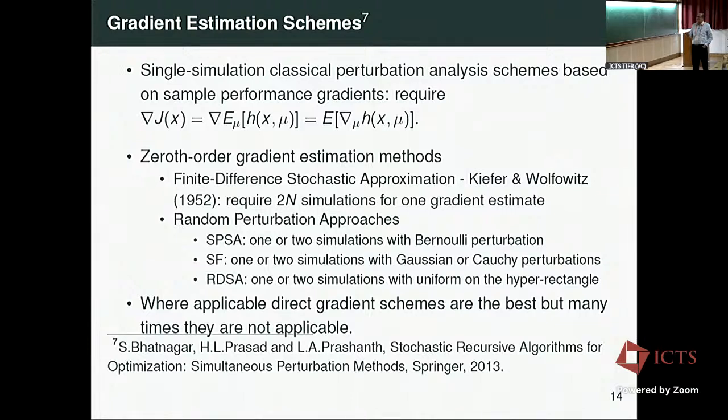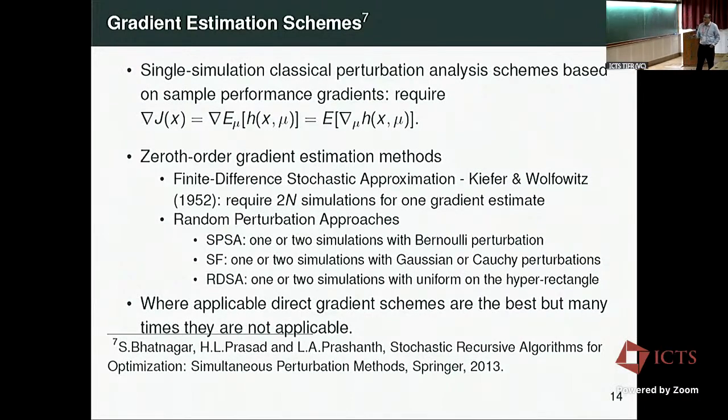The first such approach was due to Kiefer and Wolfowitz. This appeared in 1952, a year after the Robbins-Monro algorithm came. It suggests a finite difference stochastic approximation scheme wherein, if you have an N-dimensional parameter, you require 2N samples of the objective function, and then you estimate the gradient based on those.